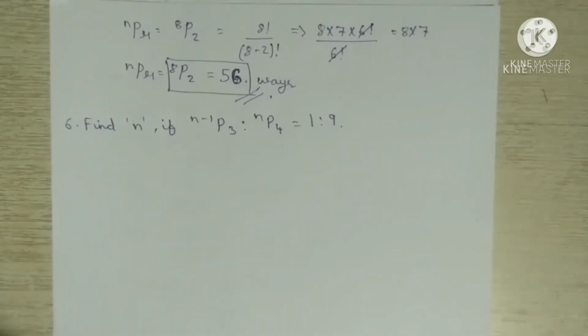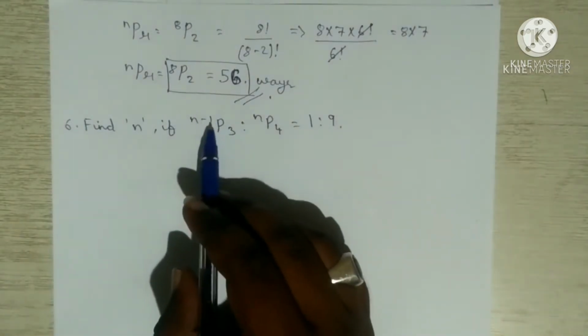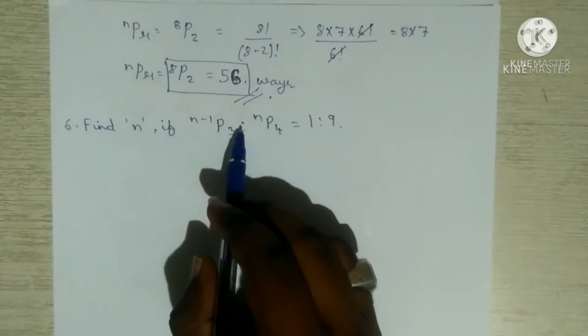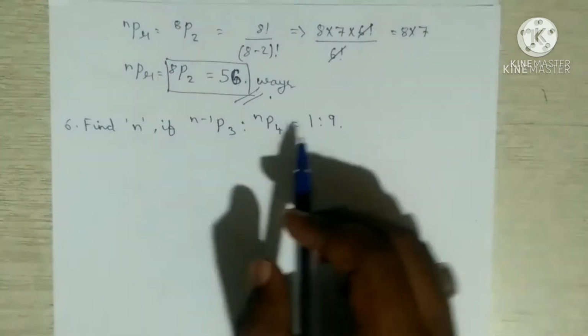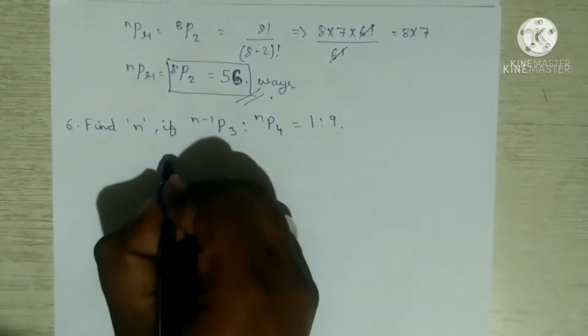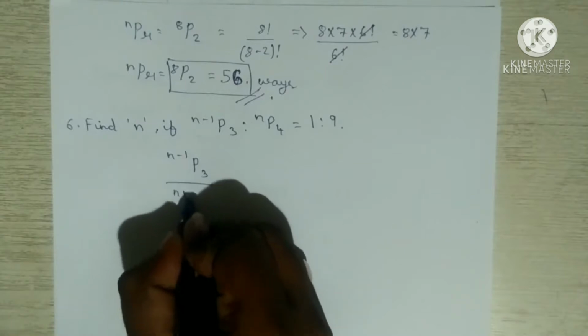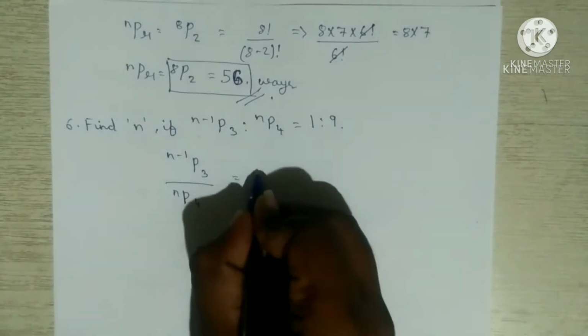Okay, next we'll go with the sixth question. Find n if (n-1)P3 : nP4 = 1:9. This can be written as (n-1)P3 by nP4, which will be equal to 1/9.